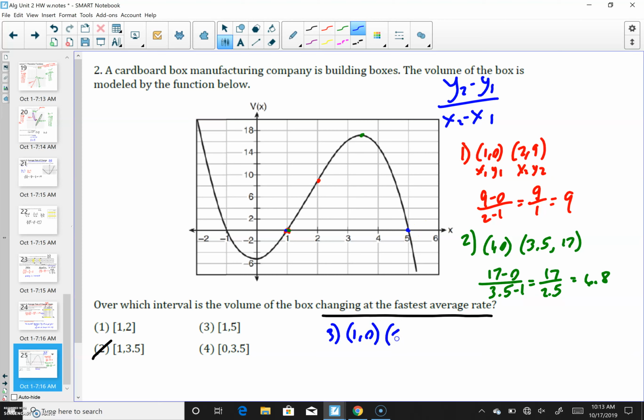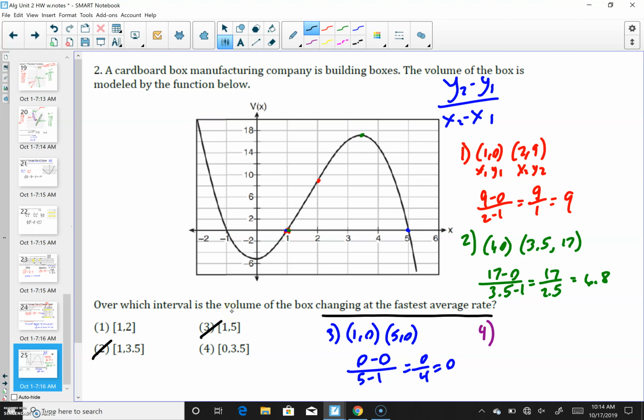5 is going to be 5, 0. Now this one should be easy. Although it has a big change, its average rate of change is actually going to be 0, because the same amount that it goes up is the same amount that it goes down. So therefore, its average rate of change is technically 0. So we know that one's out. And last but not least, we have 0 and 3.5.